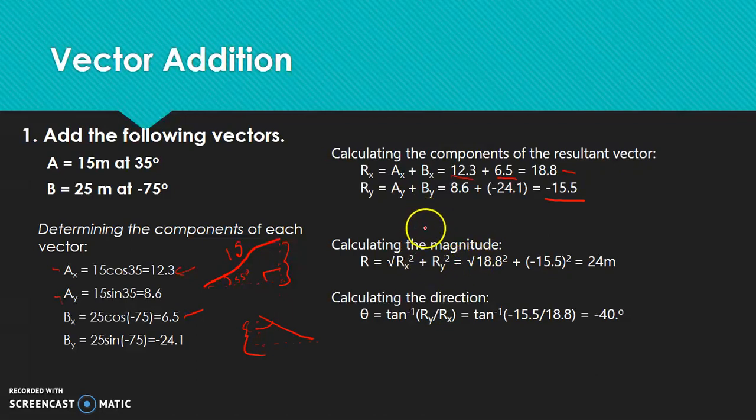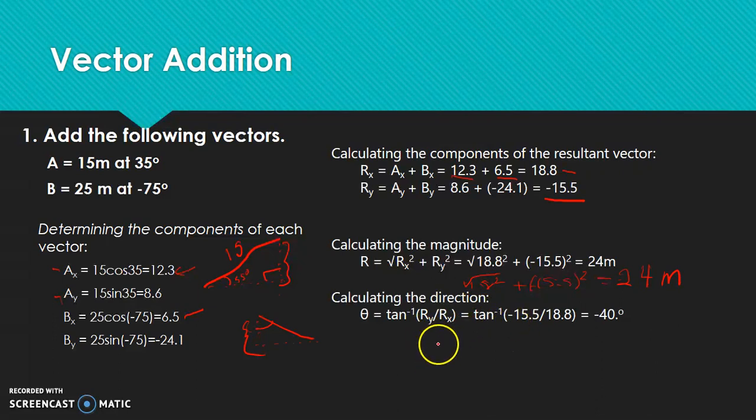Then we're going to calculate the magnitude. Remember, the formula is a squared plus b squared equals c squared. To find the magnitude of that resultant vector, you're going to take the square root of 18.8 squared plus negative 15.5 squared. If we take the square root of the sum of those two squared numbers, we should get 24 meters.